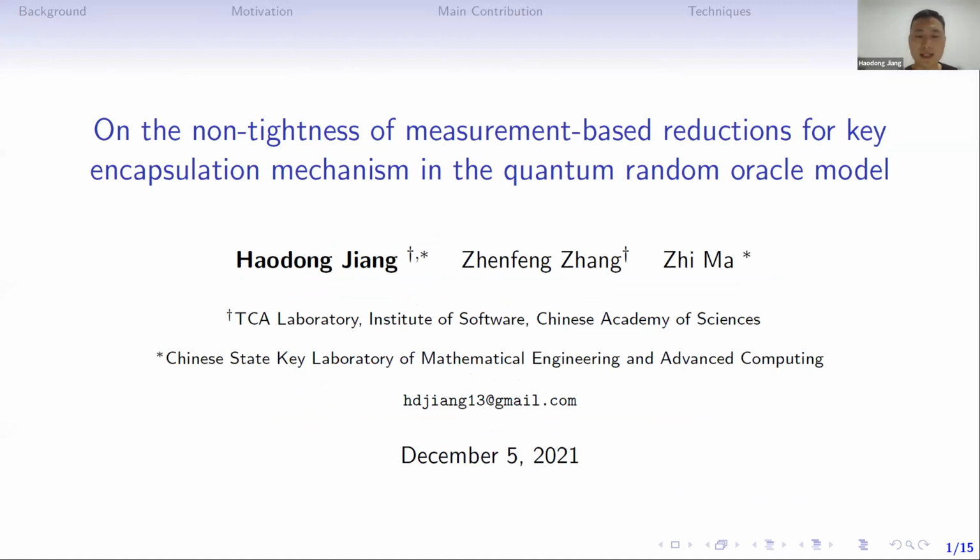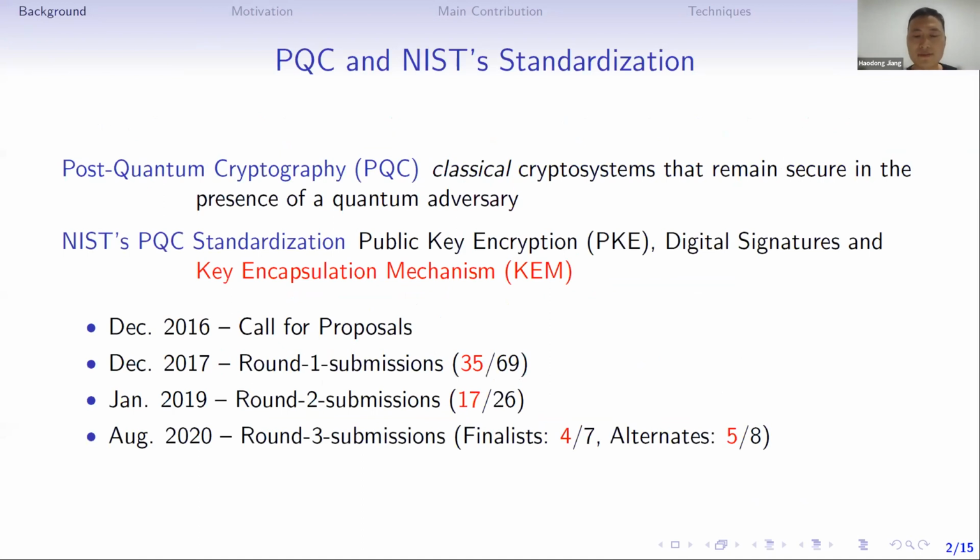I'm talking about the paper on the non-tightness of measurement-based reduction for KEM in the quantum random oracle model. This is a joint work with Zhenfeng Zhang and others. So post-quantum cryptography is to design classical crypto systems that remain secure for a quantum adversary. Recently, NIST launched a PQC project and published a call for proposal for PKE, signature and KEM. In particular, more than half of the submissions are KEMs.